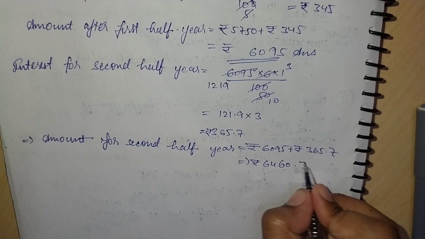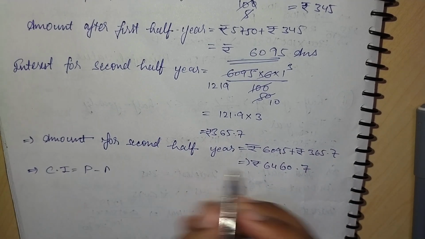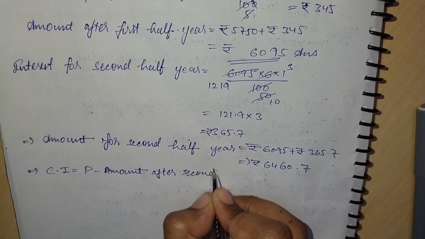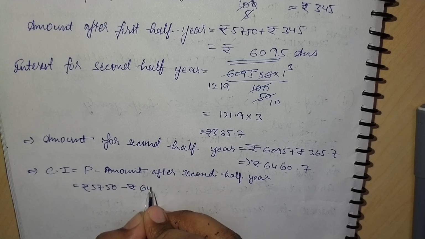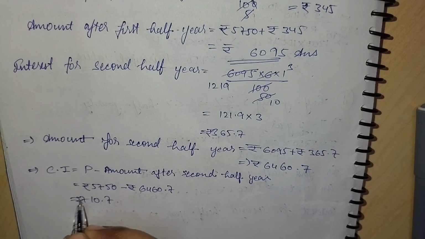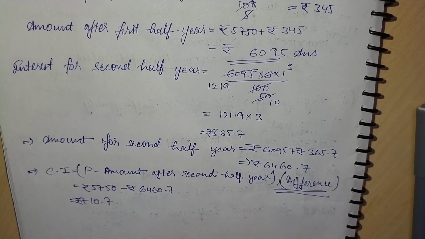Now here the compound interest is amount after second half year minus principal, we have to take the difference here. So minus will not matter here, so we will take the difference as 710.7. So this is the answer in this question.